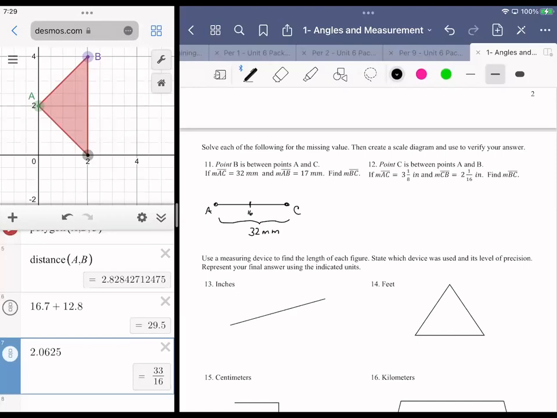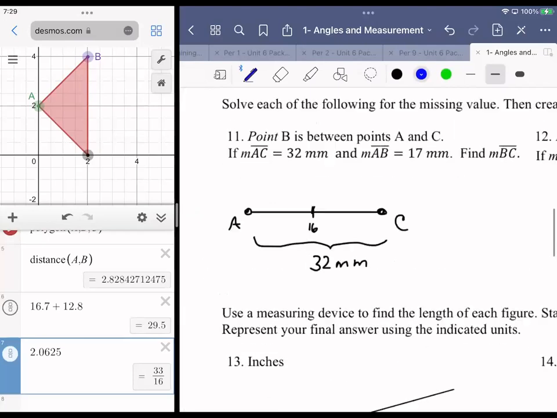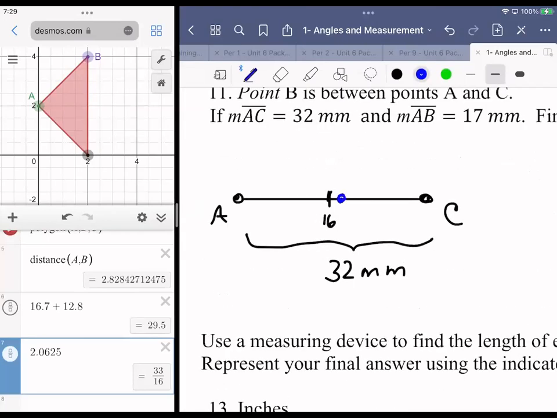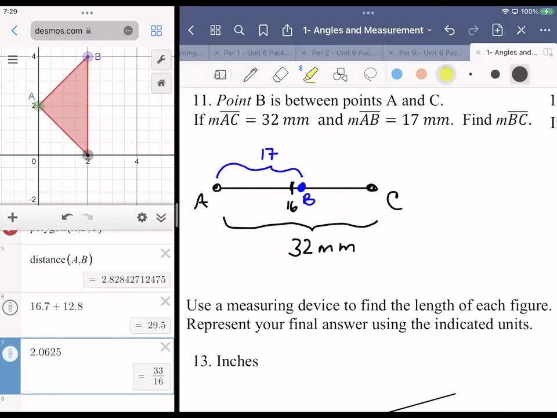So if I want to plot point B, I've got to go somewhere to the right of that. So I'm looking at something in this neighborhood right here that I would call point B. Right, this distance here is going to be 17. And so what they're asking us for is the distance from B to C. So that's the remaining distance.